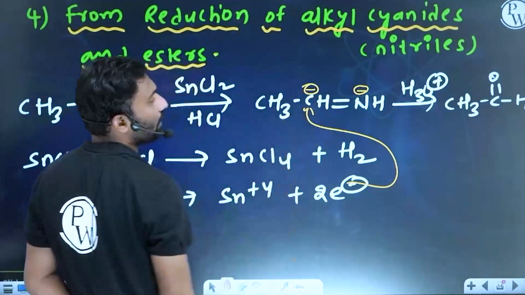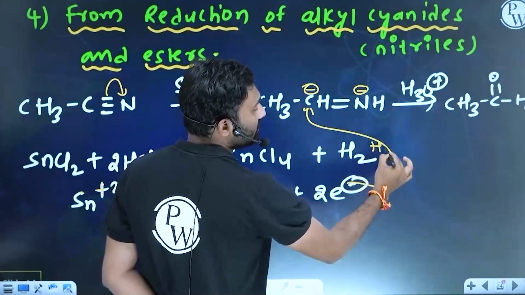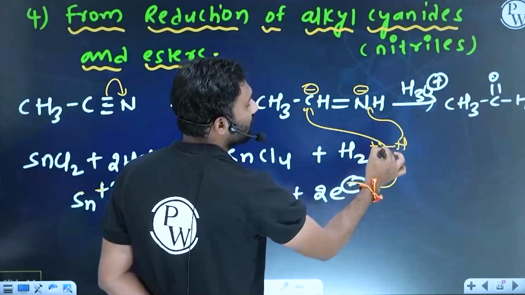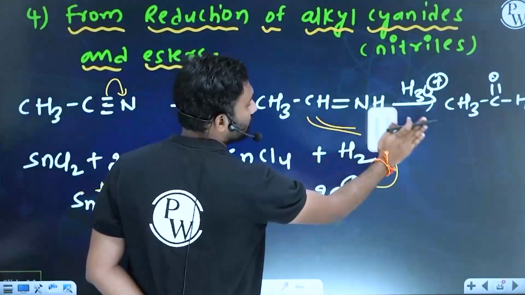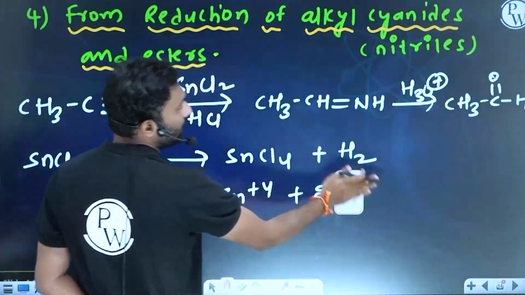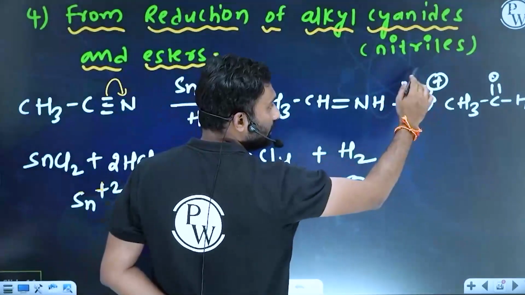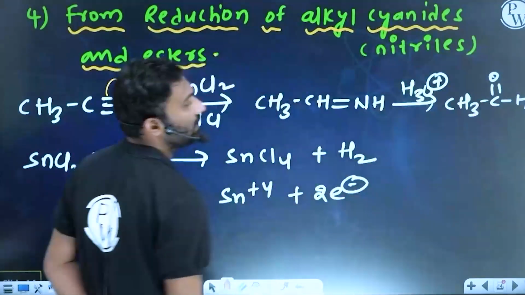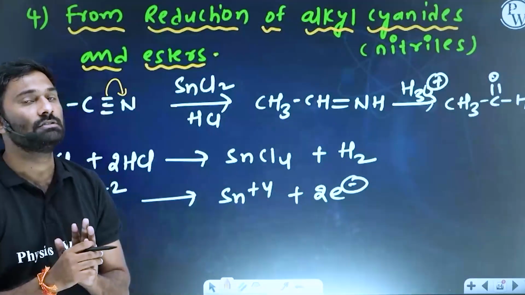Carbon ಮೇಲೆ negative charge ಆಗುತ್ತೆ. Now here we are having H and the H. Now this H will go and attack here and this H will go and attack here, and by this we will get this product. By this we will get this intermediate. Now by that imine, by hydrolysis we are getting the aldehyde.